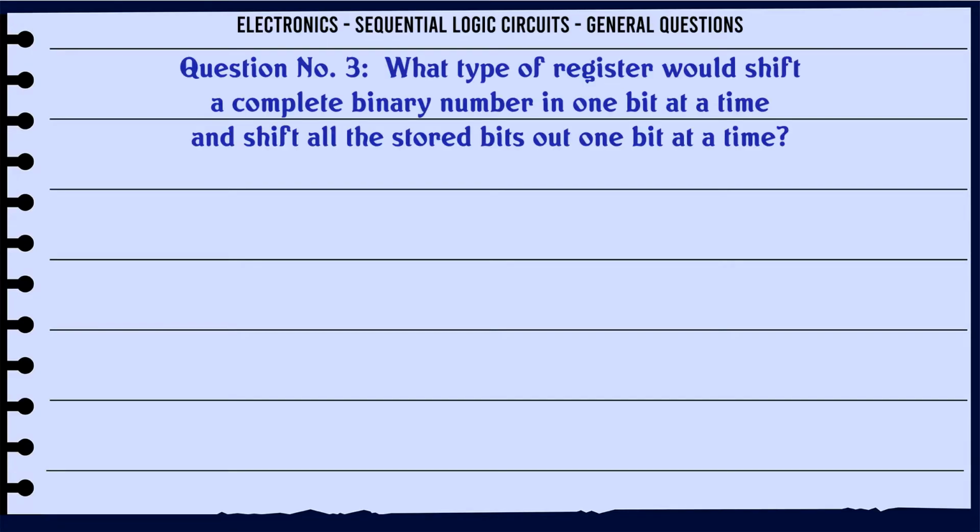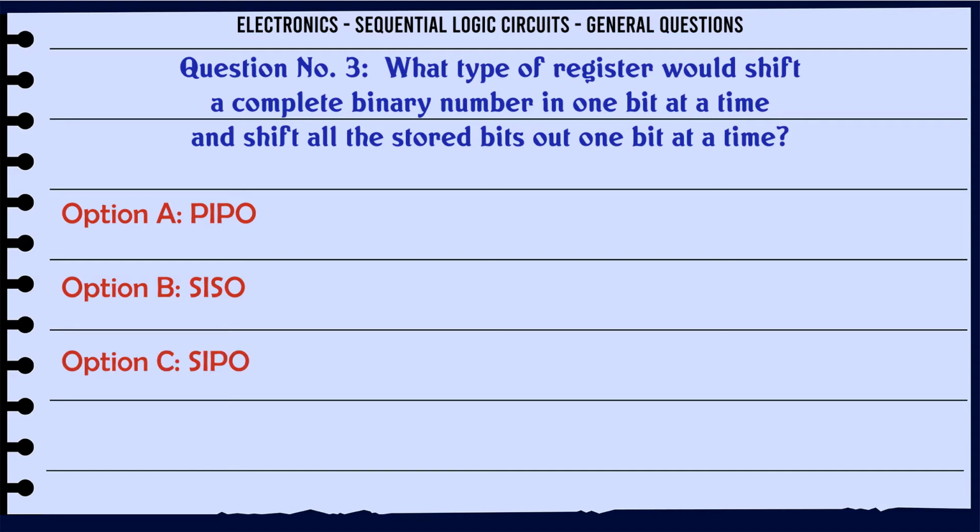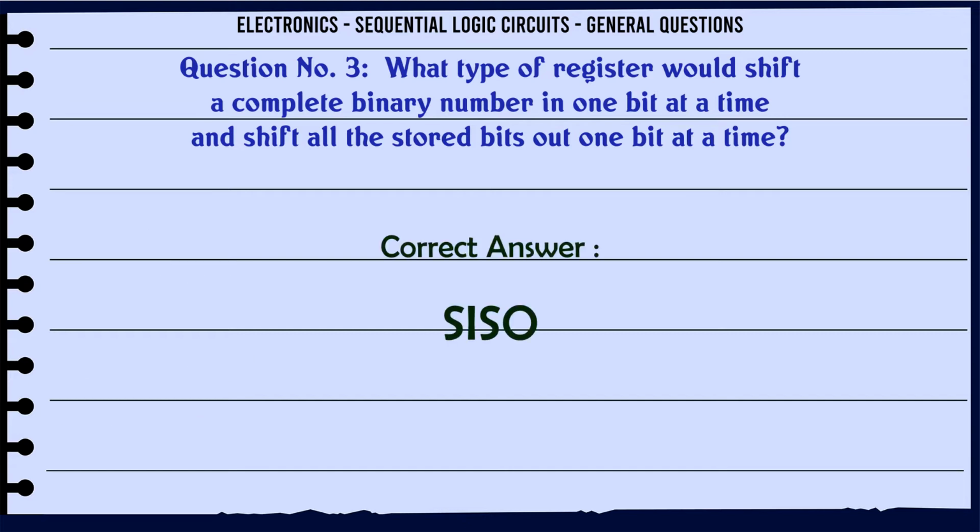What type of register would shift a complete binary number in one bit at a time and shift all the stored bits out one bit at a time? A. PPON. B. SISO. C. SIPO. D. PESO. The correct answer is SISO.